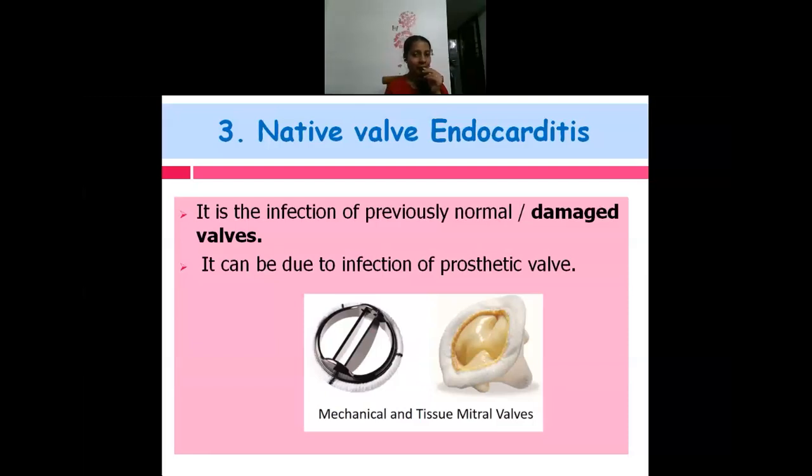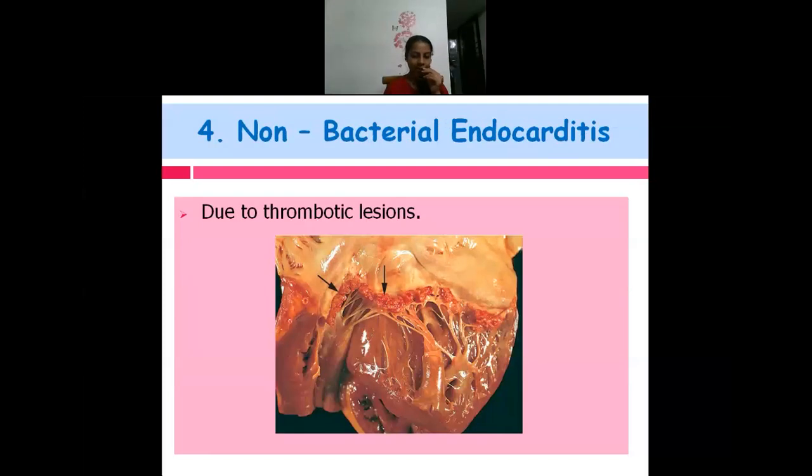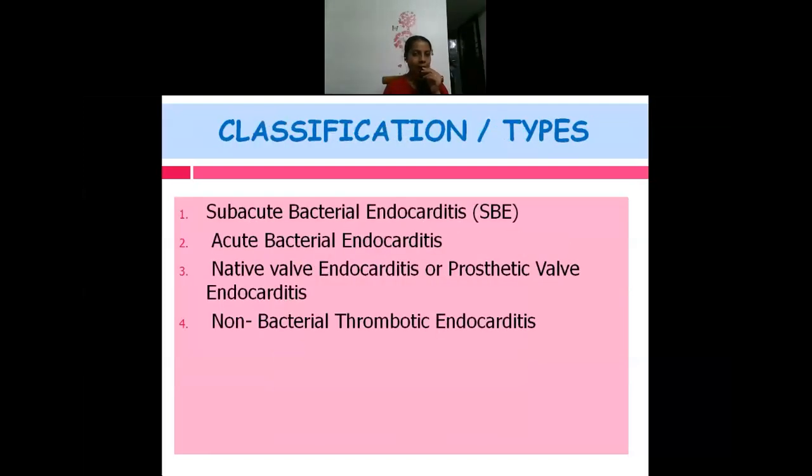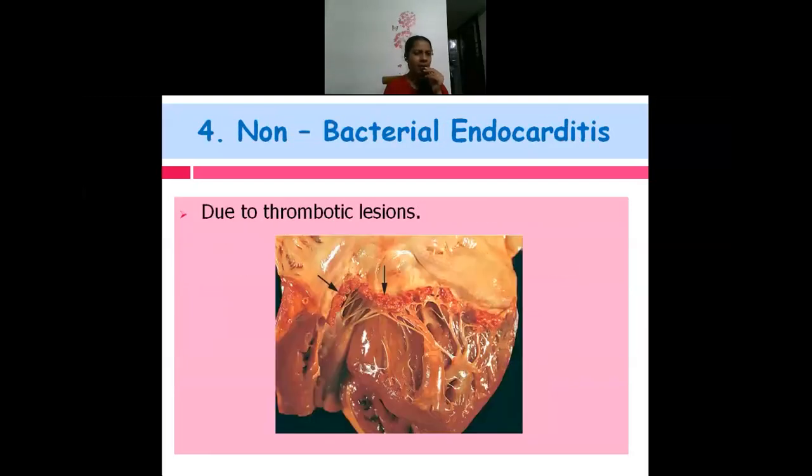Next one is non-bacterial endocarditis. Now the non-bacterial endocarditis, which is also called non-bacterial thrombotic endocarditis, here what happens is it is not mainly because of infection. It is also not because of the bacteria, but it can be because of some thrombotic lesions.